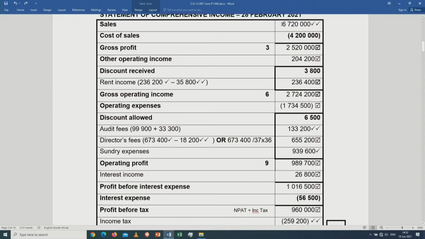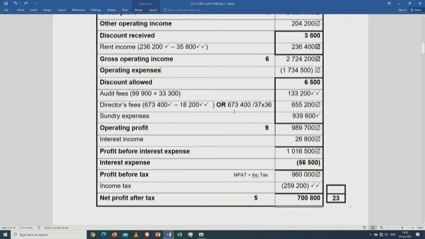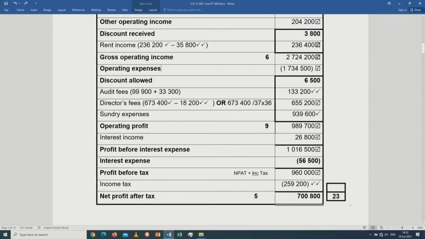So it means here, sales minus cost of sales, and this part earns a mark. Then to get this figure, Elena has to add these two, get that one, and get these two together. And then to get the gross operating income, Elena will also earn a mark there. Okay, colleagues, let's move. Discount allowed was given on the answer sheet.